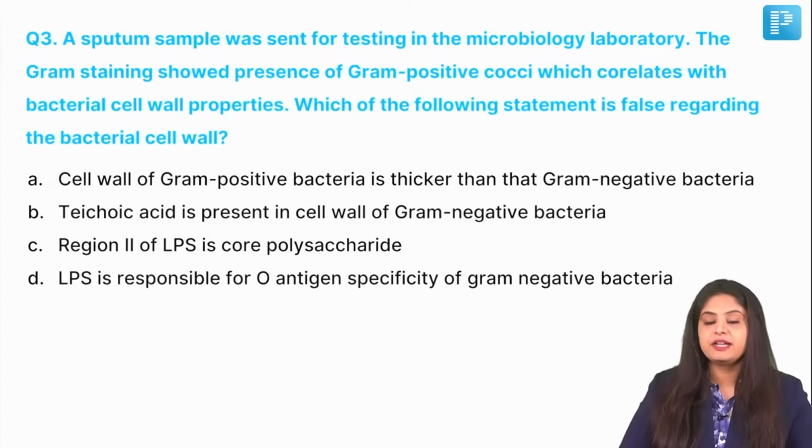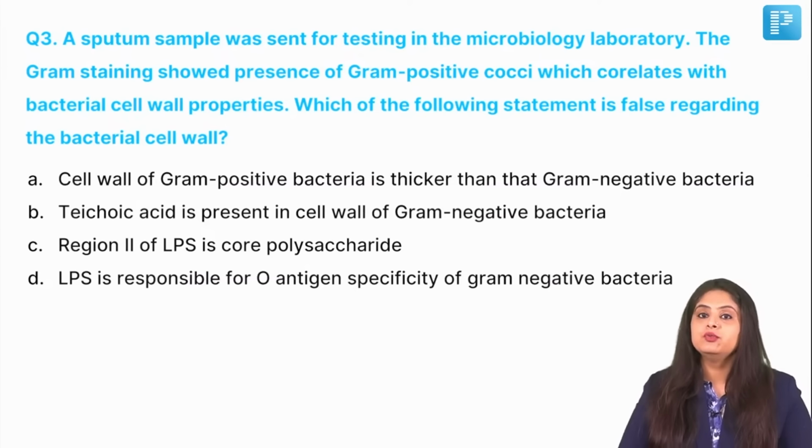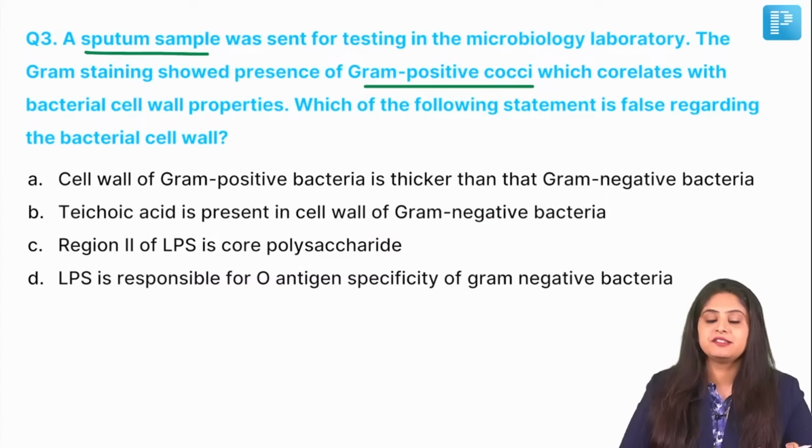So 2 questions that I added were purely to see whether you were able to recall something that was taught 72 hours ago, and I think you guys are smart. So there is a sputum sample that is sent, and now we'll start with all gram positive, gram stain and Zn stains. Gram positive cocci, they have already said. Which of the following statement is false regarding the gram or the bacterial cell wall?